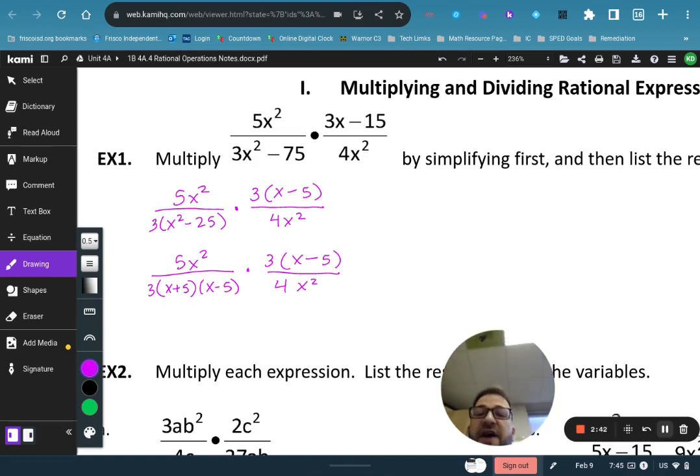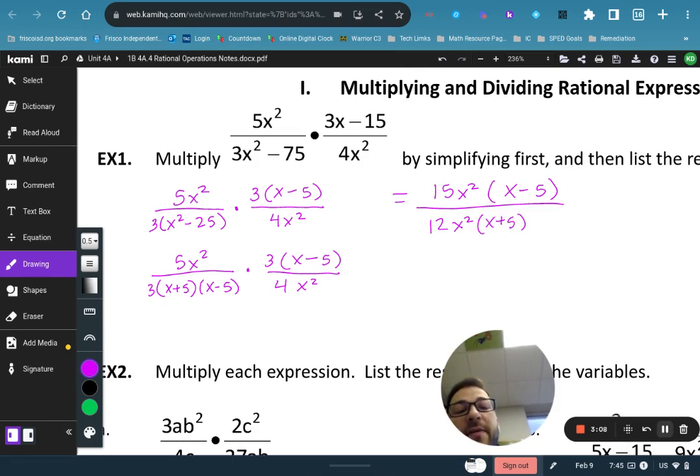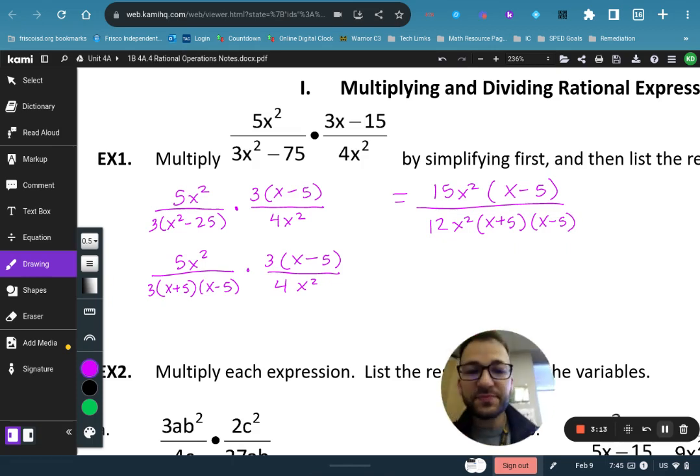So 5x squared times 3 is going to be equal to 15x squared, and then times x minus 5. And then on the bottom, 3 times x plus 5 times x minus 5 times 4x squared. I can multiply that 3 and 4x squared, which would become 12x squared. And on the bottom, I still have x plus 5 and x minus 5. All right.